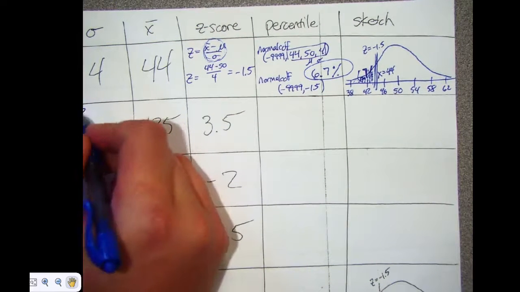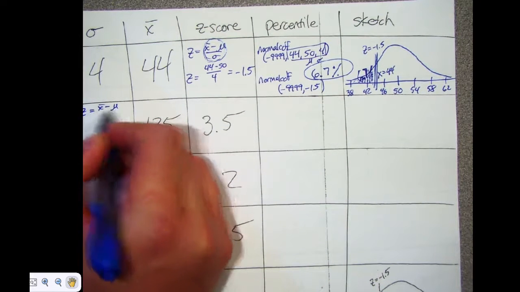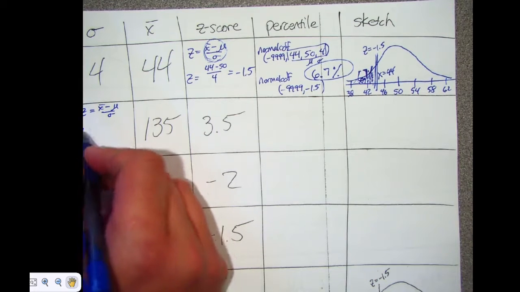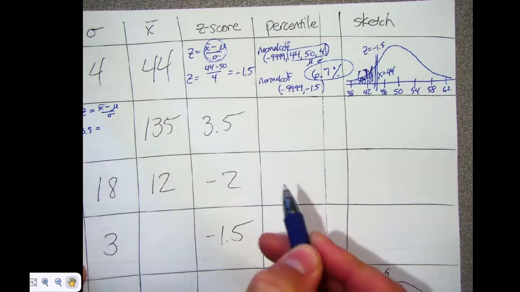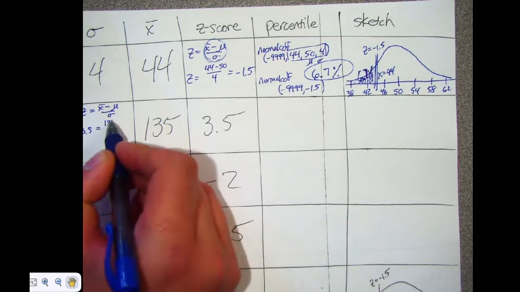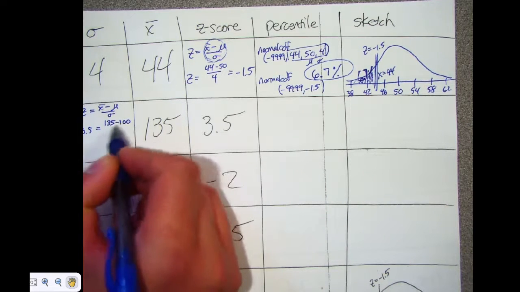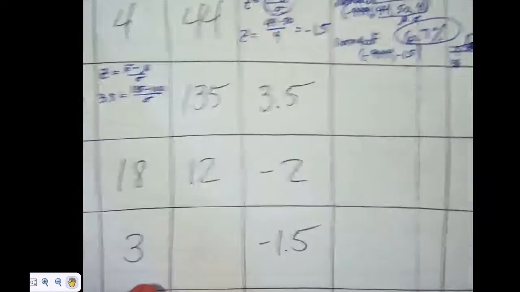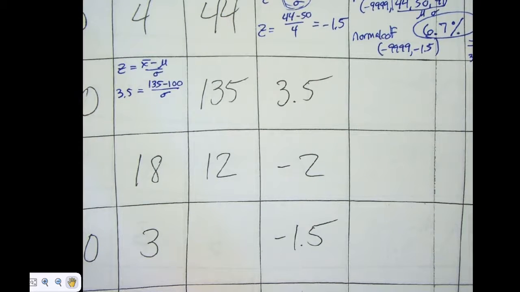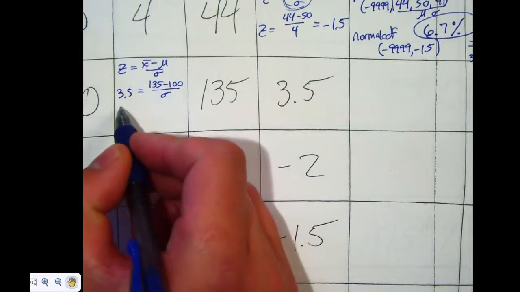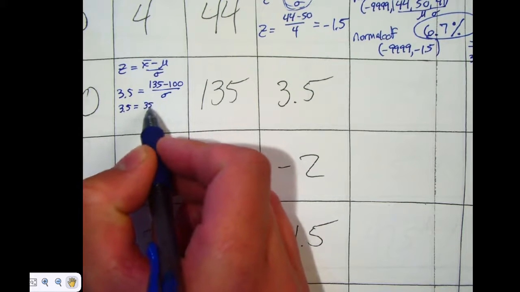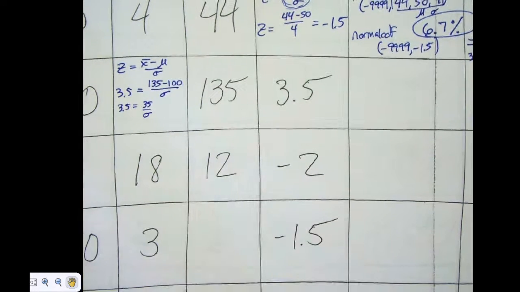So if I just write down the formula and plug in what I know. This says 3.5 equals 135 minus 100 over sigma. So this says 3.5 equals 35 divided by sigma.